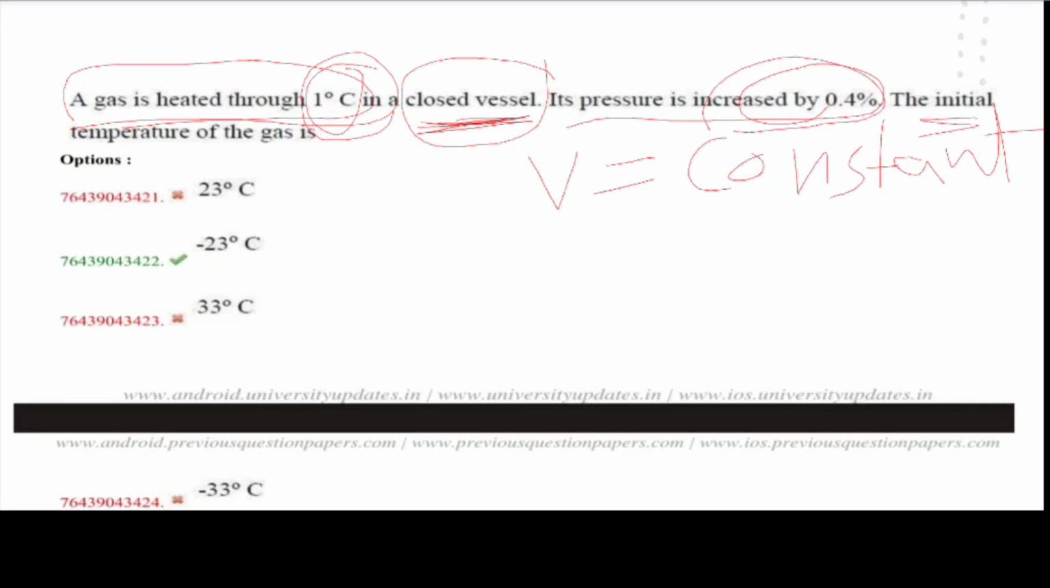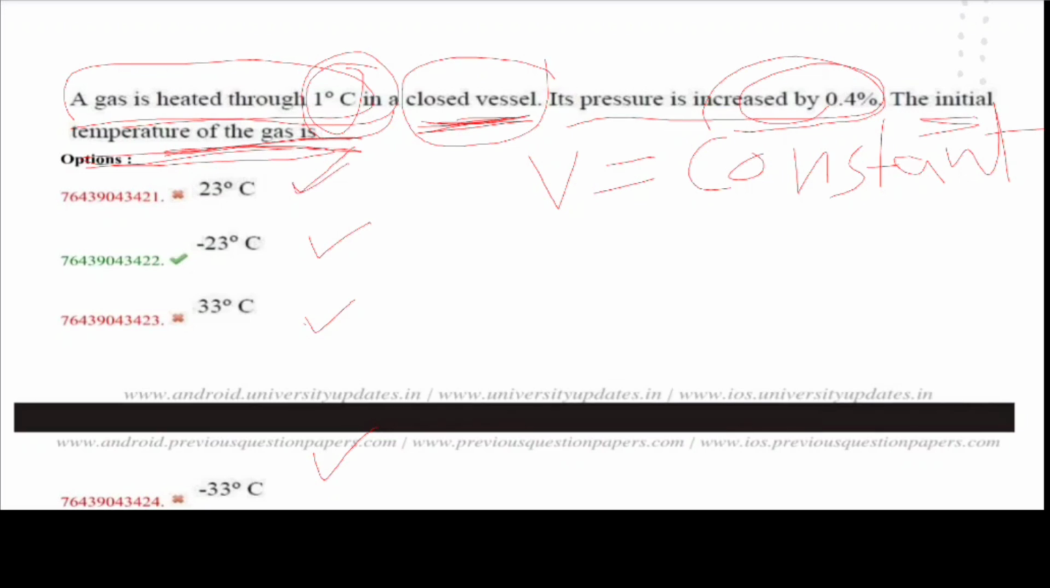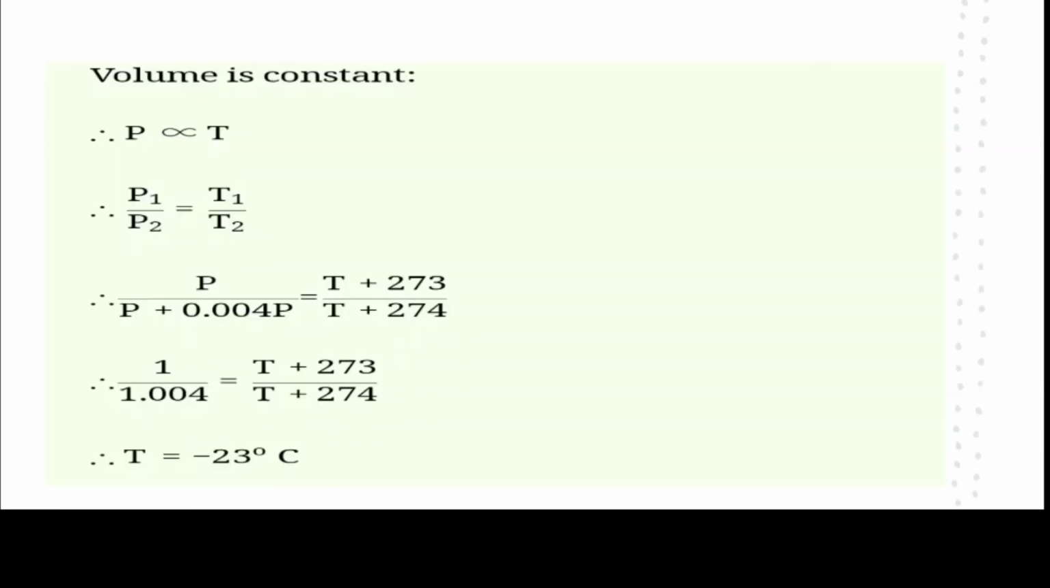The question is, what is the initial temperature of the gas? Let's see the options. 23 degrees centigrade, minus 23 degrees centigrade, 33 degrees centigrade, minus 33 degrees centigrade. So they have given positive values for 23 and 33 and negative values for 23 and 33. So we should not get confused here. Now let's see the answer.